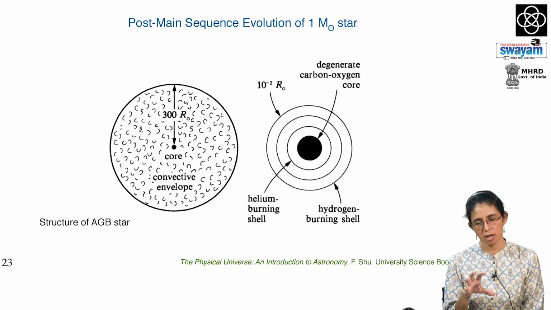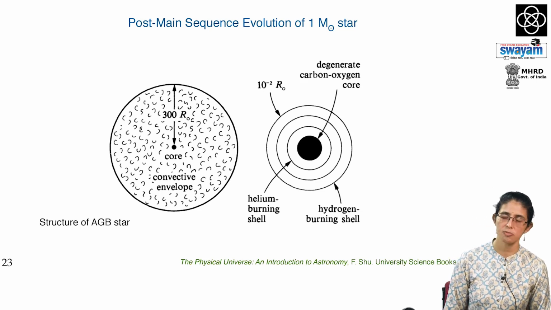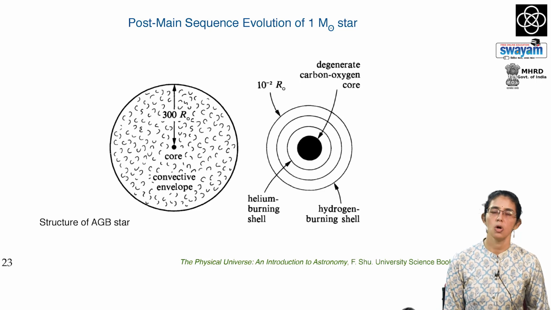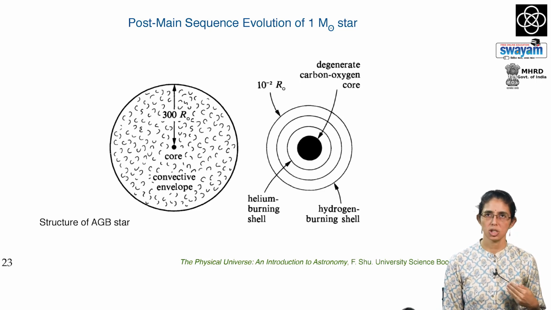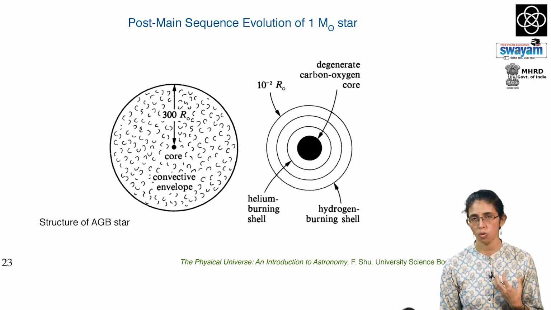And surrounding the white dwarf, there could be shells of material where helium nuclei are fusing, as well as shells of material where hydrogen nuclei are fusing. Over time, as this fusion comes to an end, what is left is just the carbon oxygen degenerate core.